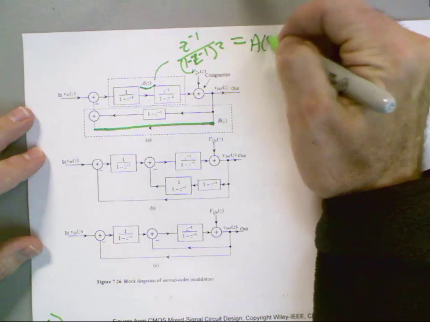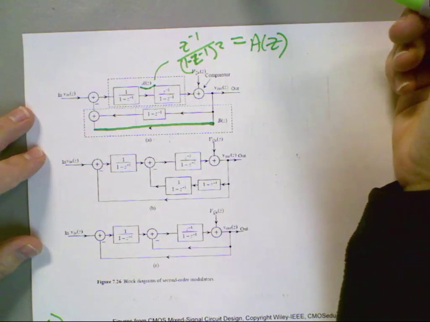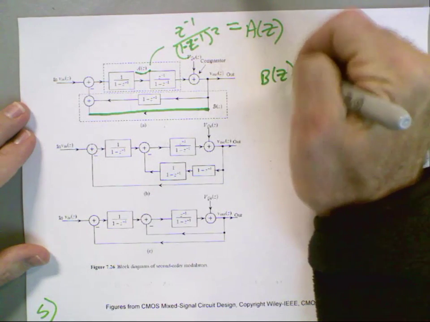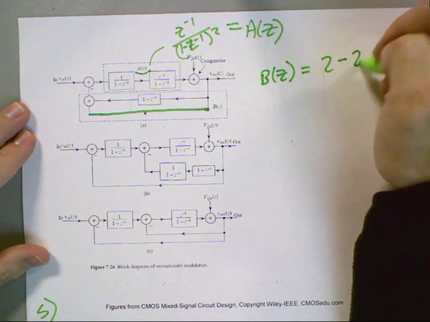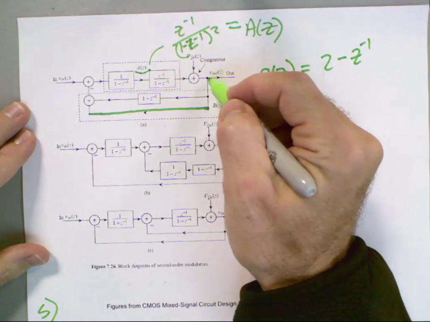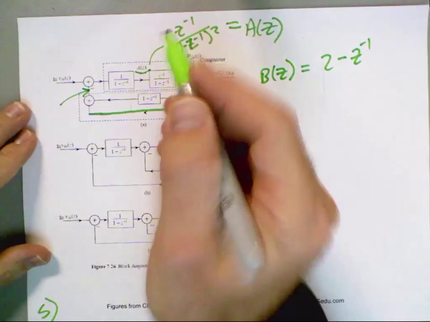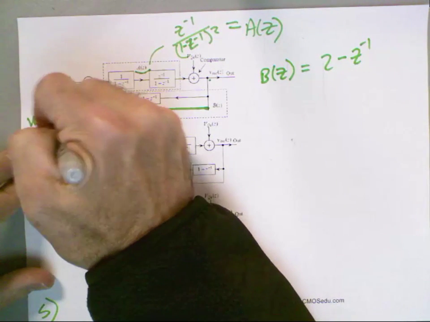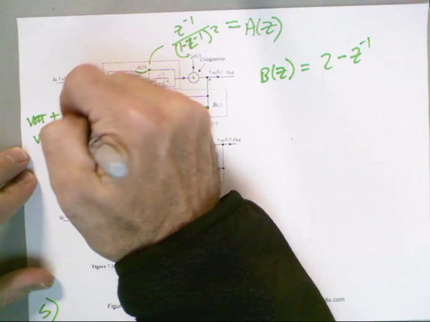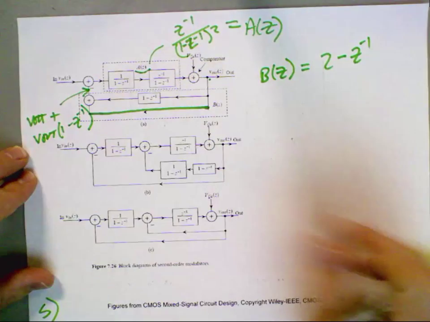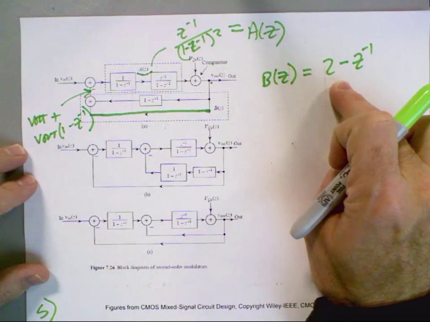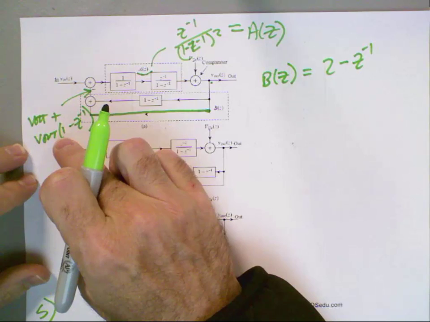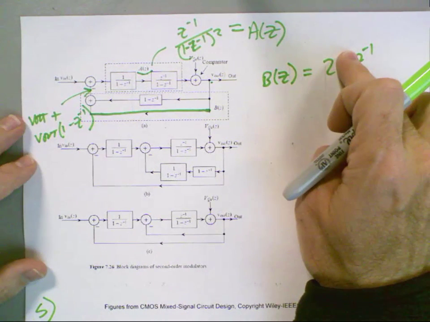A of Z. All right, and then B of Z was equal to 2 minus Z to the minus 1. And so here I have my output. So this terminal is V out plus V out times 1 minus Z to the minus 1. Passing this through here, does everybody agree that gives me at this terminal the transfer function of 2 minus Z to the minus 1?